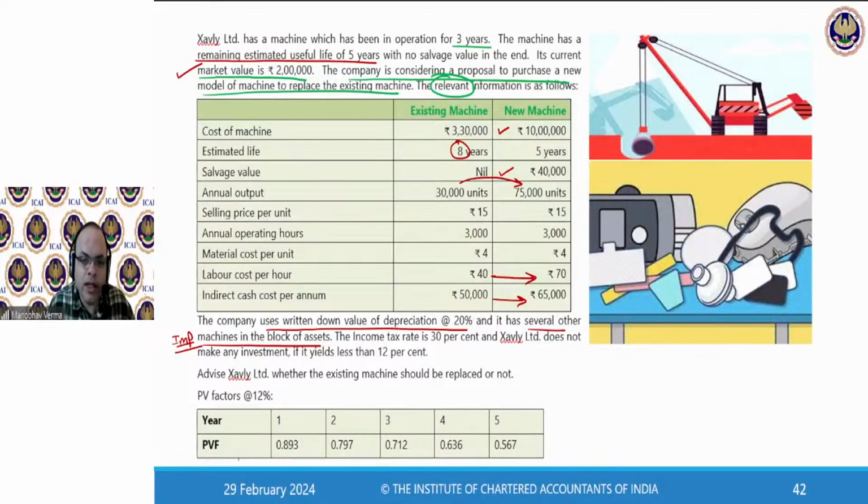Income tax is 30%, and Zavli does not make any investment if it yields less than 12%. So if they've given you that you do not make any investment less than 12%, that's your hurdle rate. That means that's your discounting rate. And they're giving you the present value factors here for all the 5 years, right? Everyone ready for some kind of an interesting discussion here, guys?